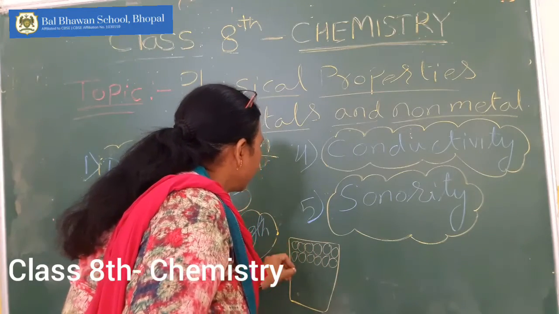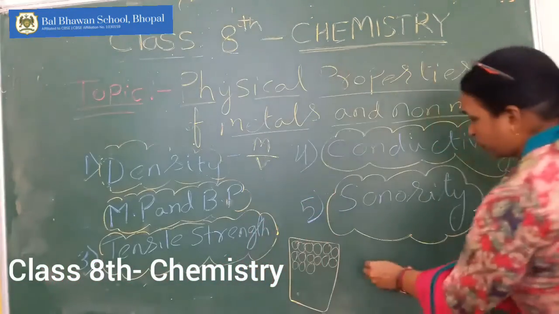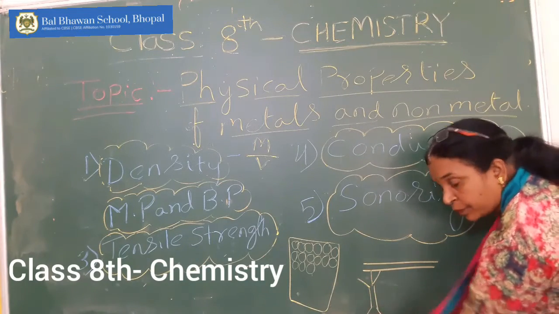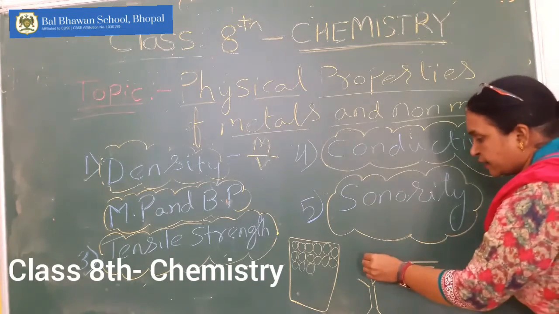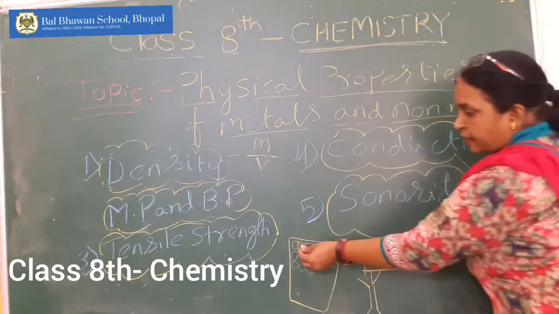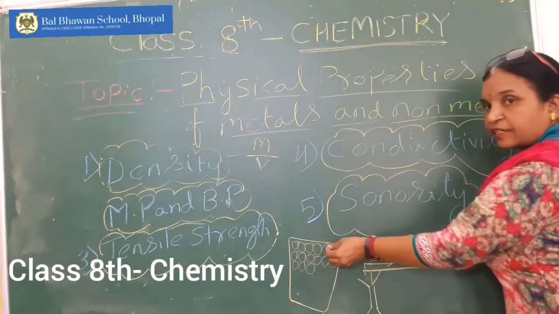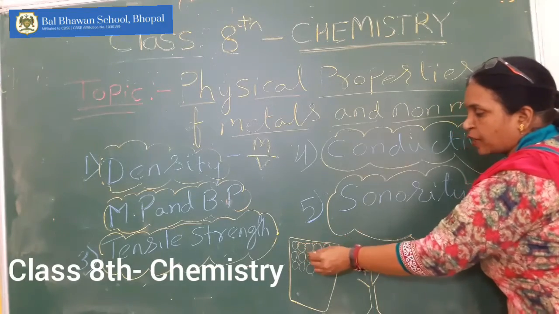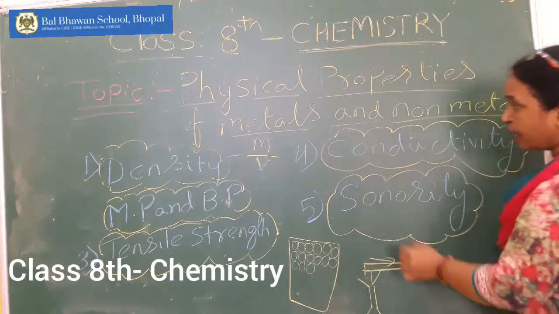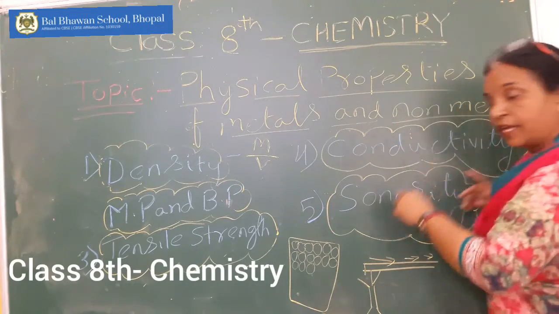So when the current is passing or when you are heating any object, suppose I am heating an iron rod with the help of a Bunsen burner, then you will find that the heat will spread from this end to the other end. That implies that the particles, when they absorb the heat, transfer this heat to the next particle, and this next particle passes it to the next one due to their vibratory motion. So they are good conductors of heat. Metals are good conductors of heat.